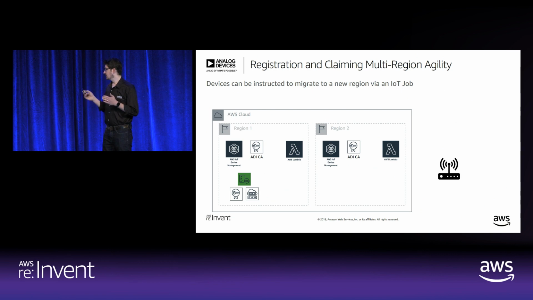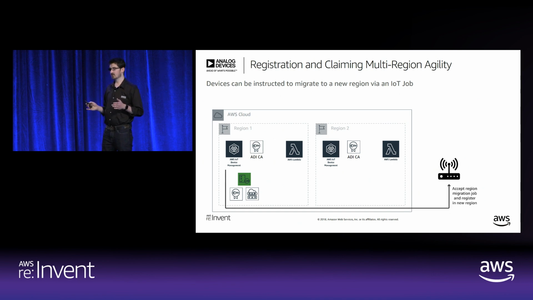Another thing we can do is use AWS IoT Jobs to instruct a device to update its configuration and cut over to a new region. Again, this satisfies our core requirement of physically interacting with the devices as minimally as possible. When we need to update anything, we can do that from the cloud without interacting with the device.